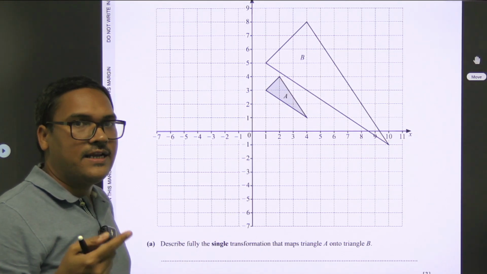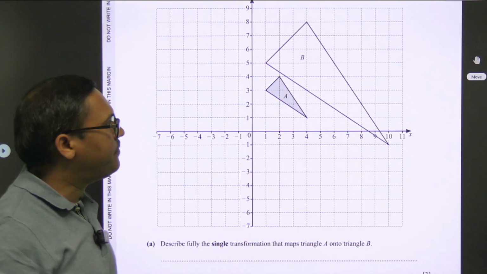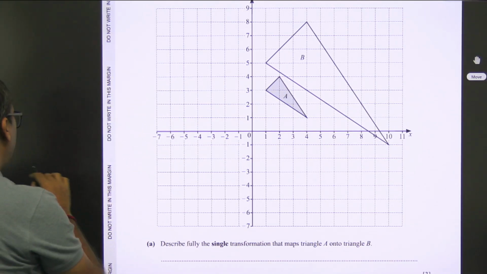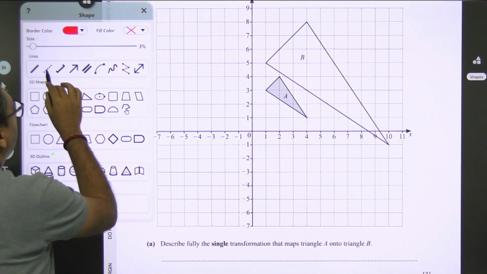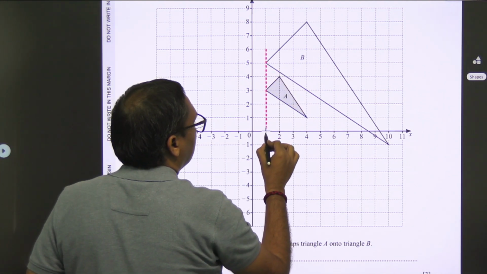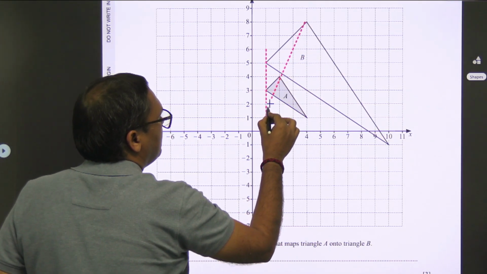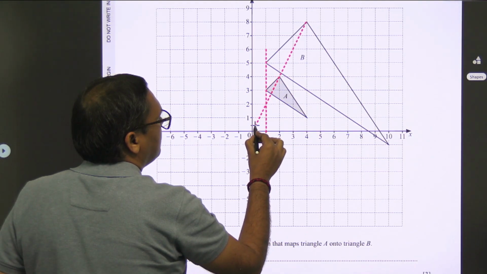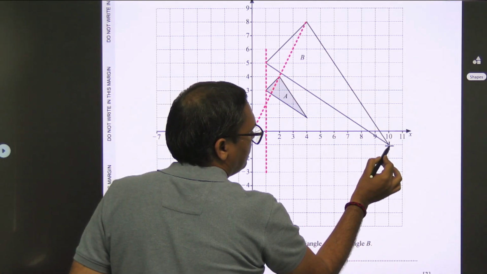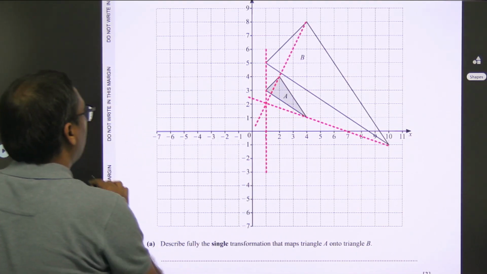So what is the enlargement? For enlargement, for transformation, we have to write two things. What is the center of enlargement? Second, what is the scale factor? So how can you find the scale factor and the center of enlargement? What you can do is just join the corresponding points. You can see this is the corresponding point. If I join these corresponding points like this, and the third corresponding point, this point and this point, if I join them like this, they are passing through this point. So this point is the center of enlargement.